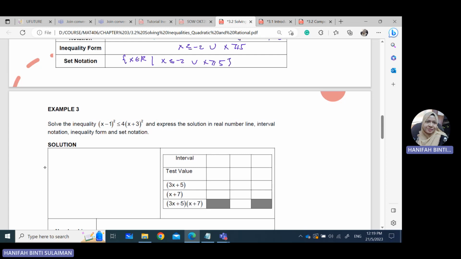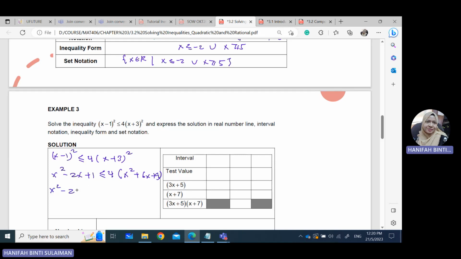Okay, cuba try yang ini. So this one we have (x minus 1) to the power of 2 less than or equal to 4 times (x plus 3) to the power of 2. So yang ni kita kembangkan and we have x squared minus 2x plus 1 is less than or equal to 4 times x squared plus 3x plus 3x, we have 6x plus 9. Boleh?